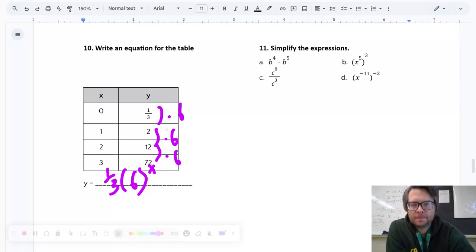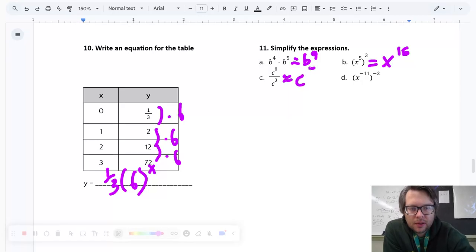That's it. Number 11, we're just simplifying the expression. So when I'm multiplying, I add the 2 powers. When I have a power to a power, I multiply the 2 powers. When I have one divided by the other, I subtract the 2 powers. When I have a power to a power, I multiply the 2 powers.